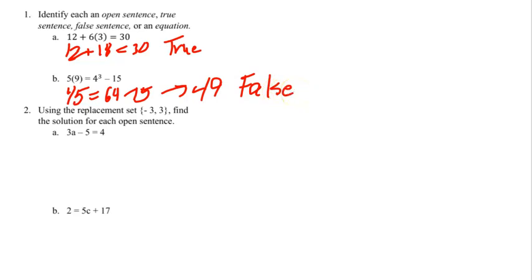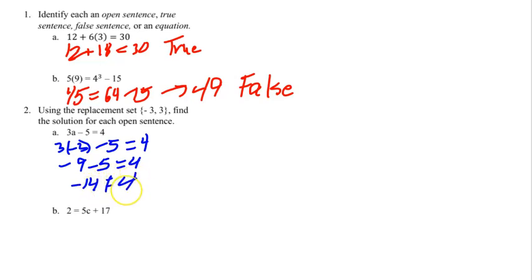Next, question 2. Using the replacement sets, -3 and 3, find the solution for each open sentence. So here, I'm going to plug in -3 for a. So I have 3 times -3, which gives us -9, minus 5, and this is supposed to equal 4. Well, -9 minus 5 is -14. -14 does not equal 4. So we know that -3 is not a solution.